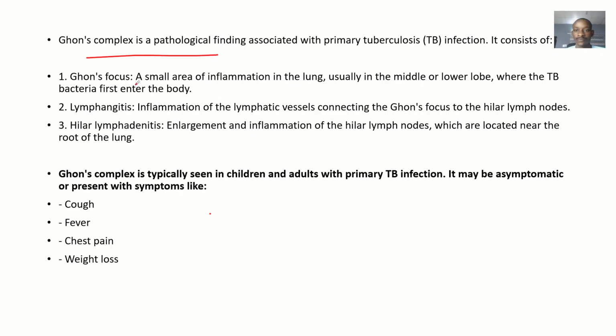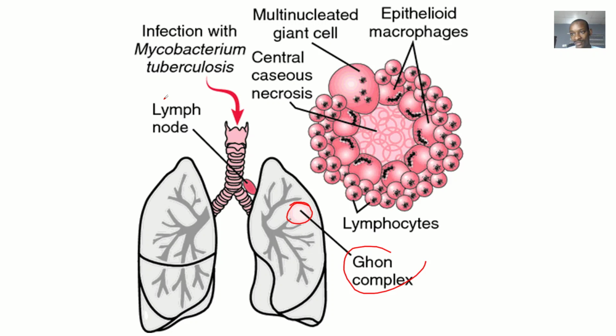So it consists of a Ghon's focus, and this one is a small area of inflammation in the lung, usually in the middle or the lower lobe, where the tuberculosis bacteria first entered the body. So this area right now is the Ghon's focus. That's where the mycobacteria first entered the lungs.